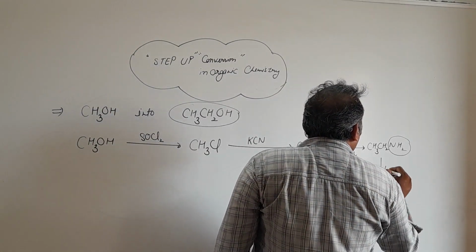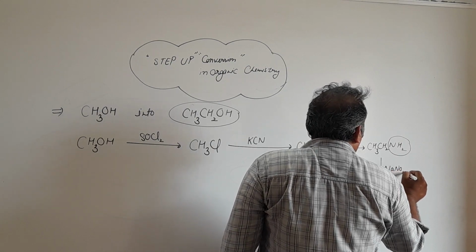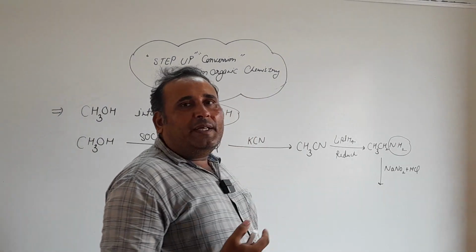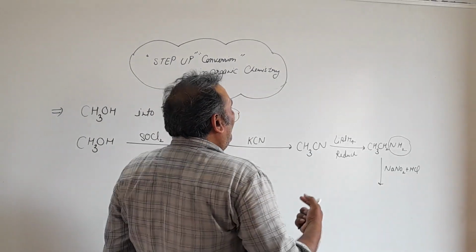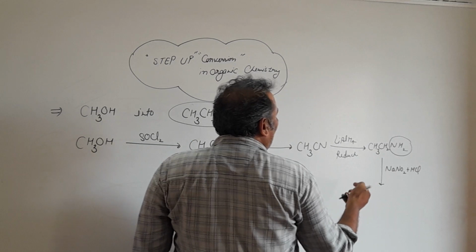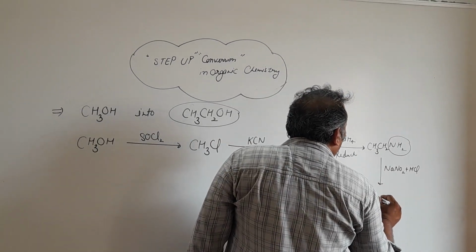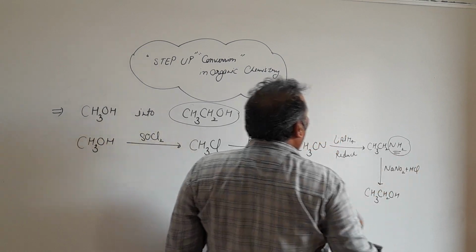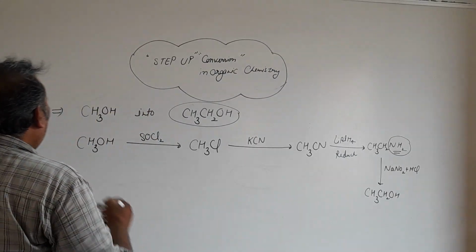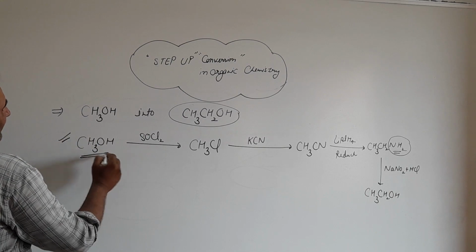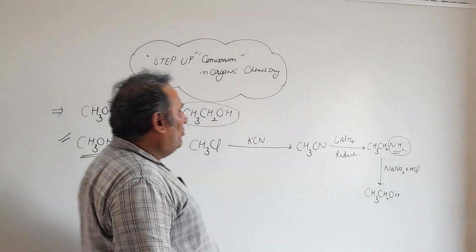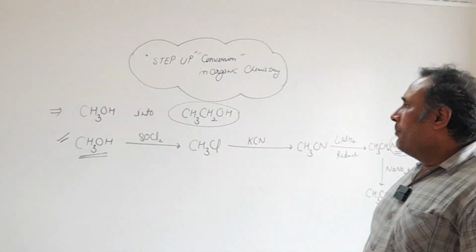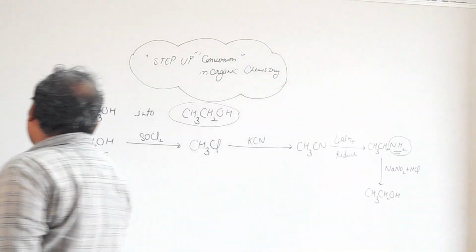So when we treat it with NaNO2 plus HCl, it will give us HNO2, or nitrous acid. It is a well known reaction of 1-degree amines. Then we will get CH3CH2OH, meaning your NH2 group will convert into OH. You can observe that we have converted methanol into ethanol, meaning one carbon is increased in our product. Next example we can take.